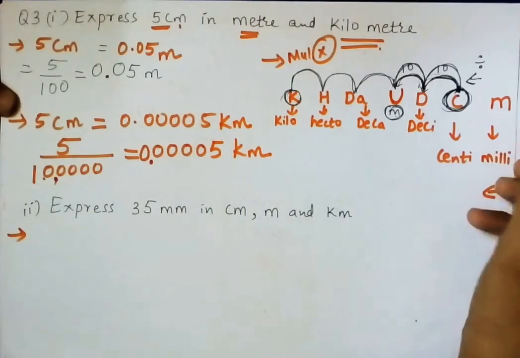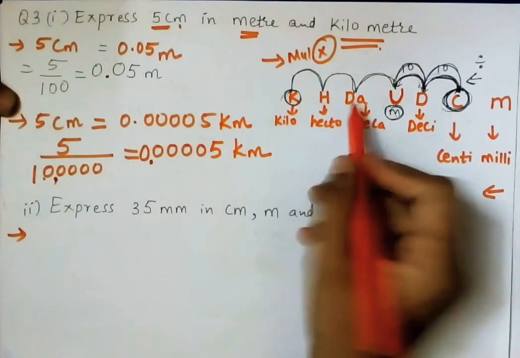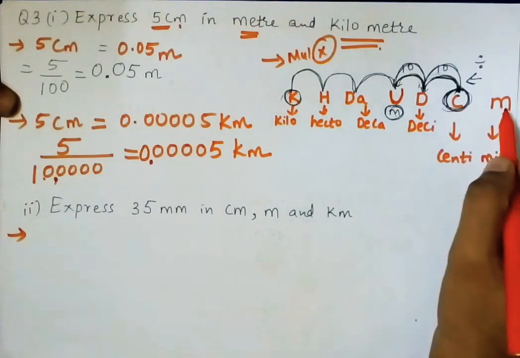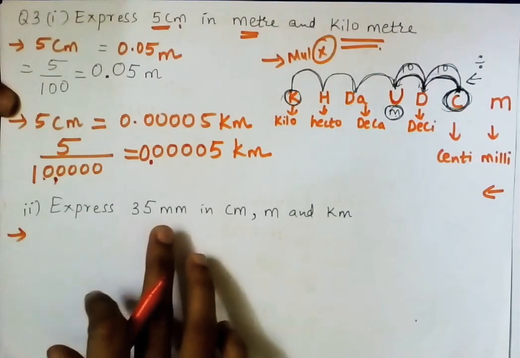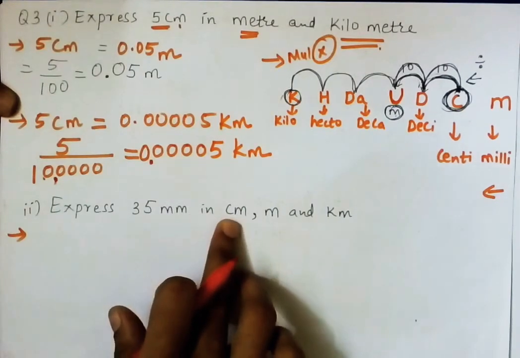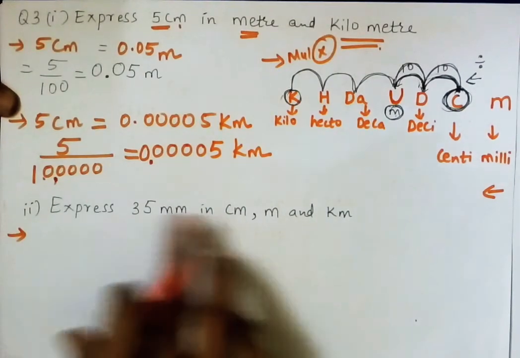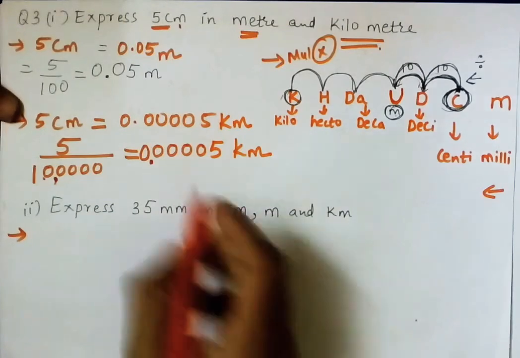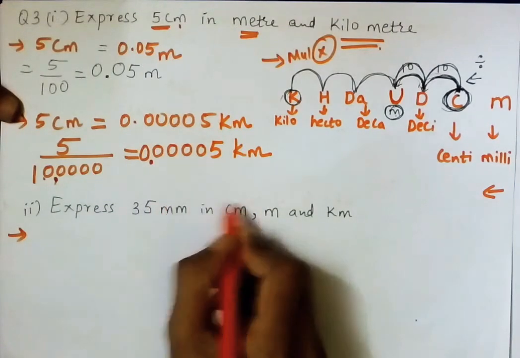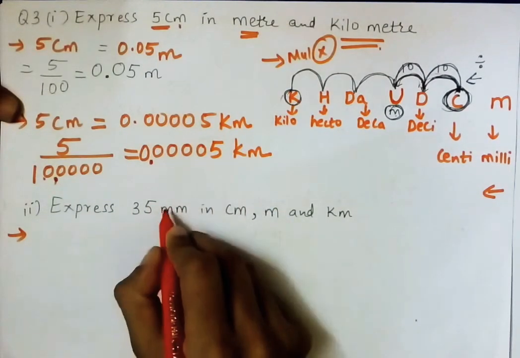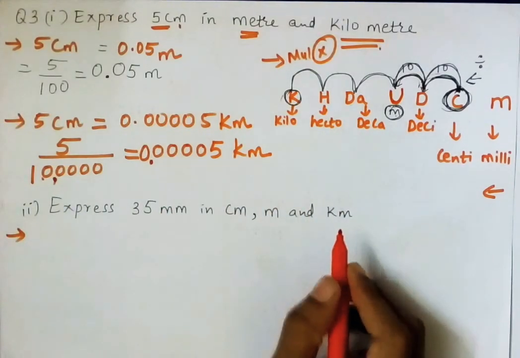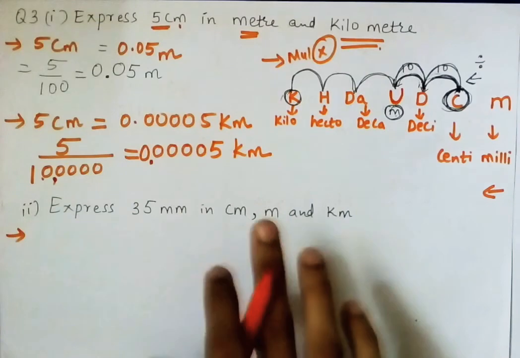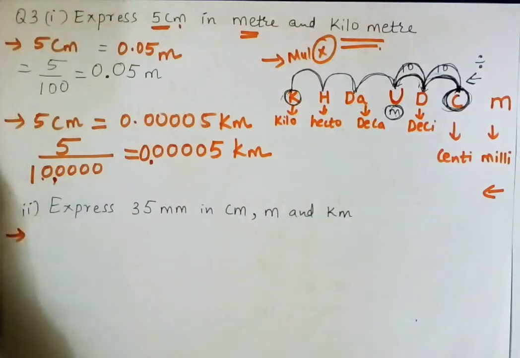So milli, where is milli, that you need to see. Kilo, hecto, deca, unit, deci, centi, milli. So this last one, you need to convert from millimeter to centimeter. Then the next one, you need to convert from millimeter to meter. First you will convert millimeter to centimeter, then millimeter to meter, and then the same question you will convert from millimeter to kilometer.